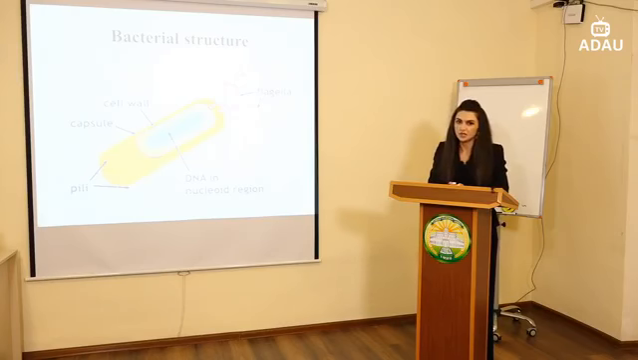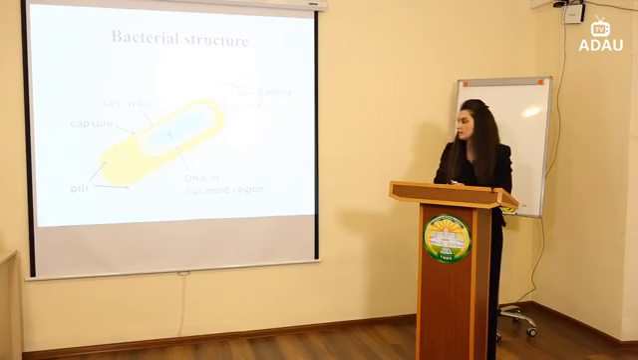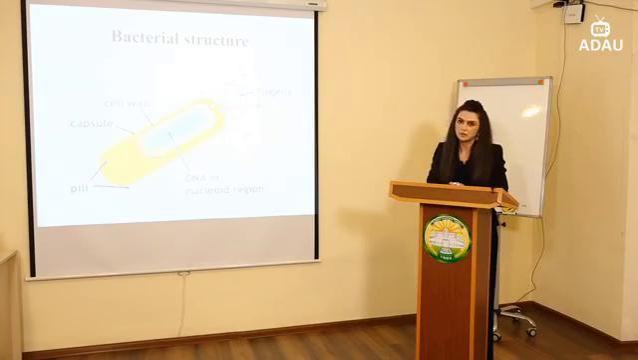Second one, pH. Microorganisms need appropriate pH level. Otherwise, it's not easy to grow microorganisms in lab conditions. And next one can be the light, the influence of the light, and the last one is the lack of nutrition.